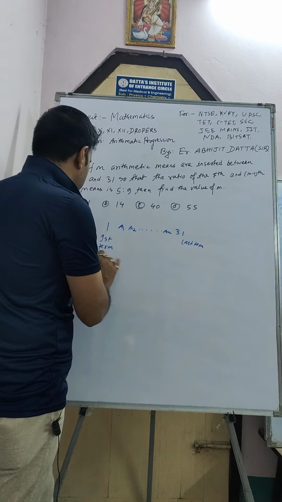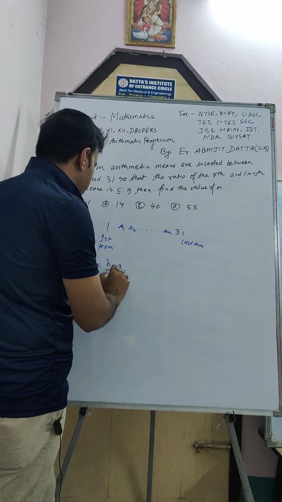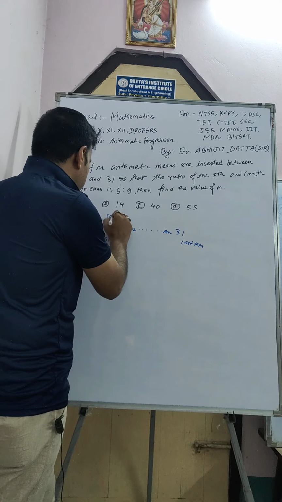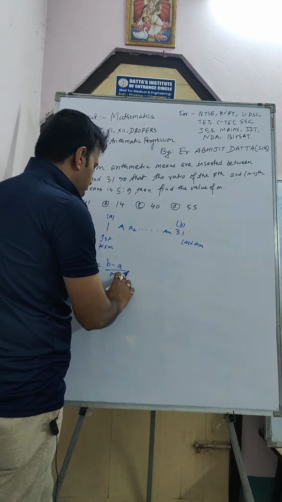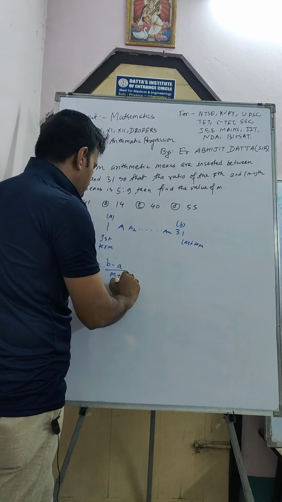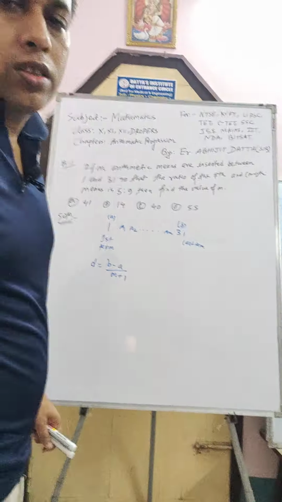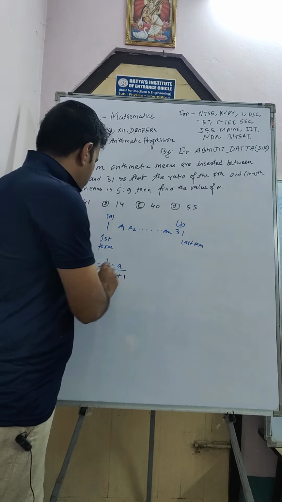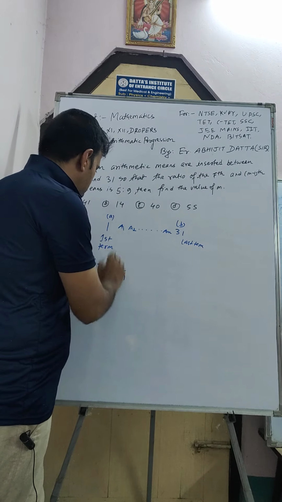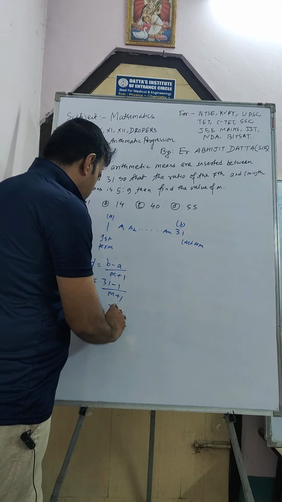So what is d? We can find d as b minus a by m plus 1, if this one is a and this one is b, is it not? Yes sir. We know this one already. I already discussed that topic. So b is here 31, a is 1, by m plus 1. That is 30 by m plus 1.